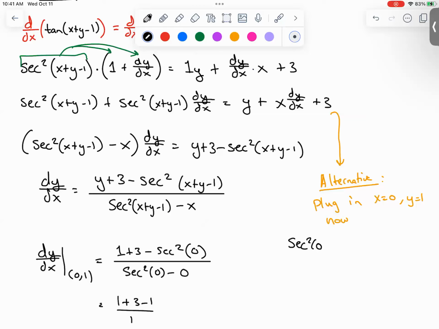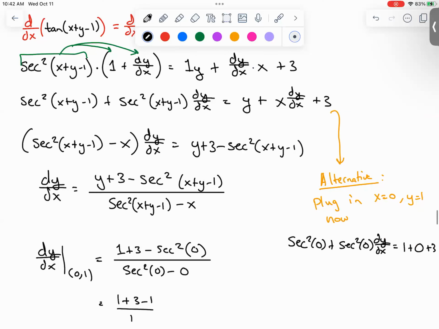secant squared of 0 plus secant squared of 0 dy dx equals 1 plus 0 plus 3. So make sure you understand that, write that down and then digest it. Plugging in 0 and 1. So 0 plus 1 minus 1, that's 0. That's why it's secant squared of 0. Same thing for the next term, but then there's a dy dx on it. 1 for y, that's why I get a 1. 0 times dy dx, that goes away. That's why it's just 0. And then 3 sticks around.